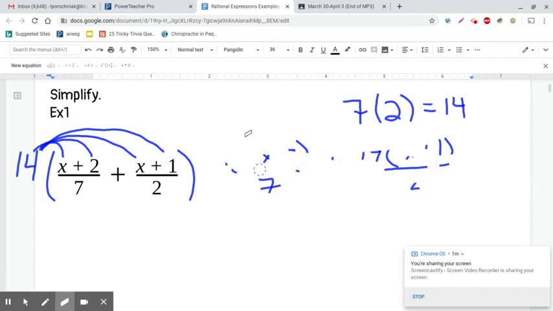Wow, this eraser is horrible. Bear with me. It's okay if we have a little in the background, whatever, who cares?